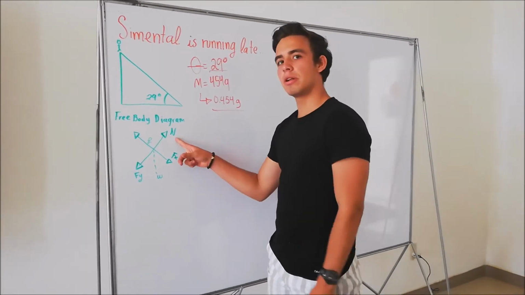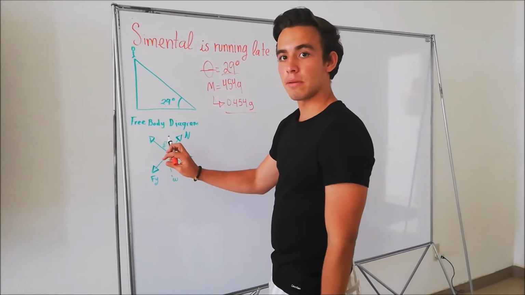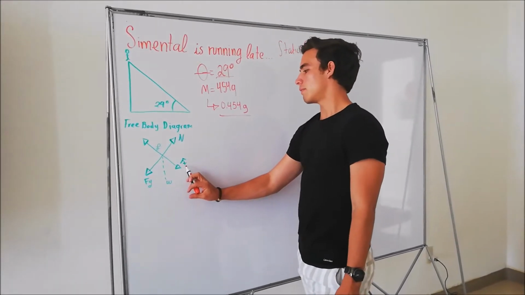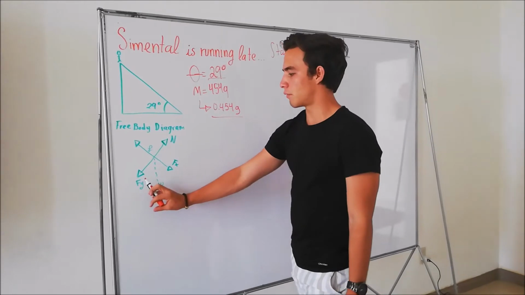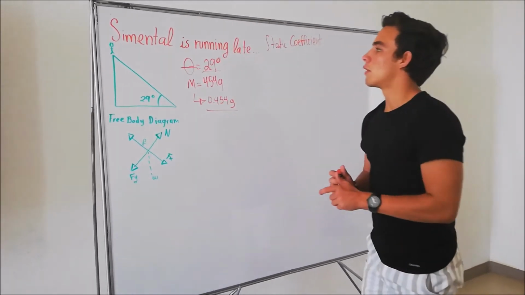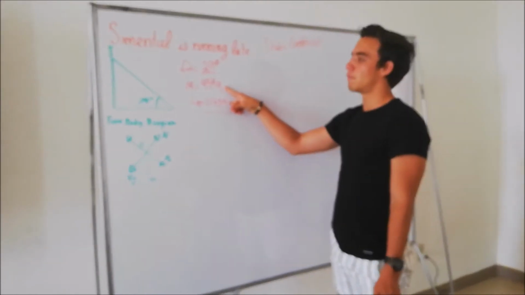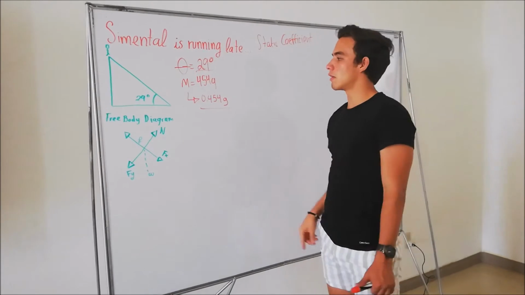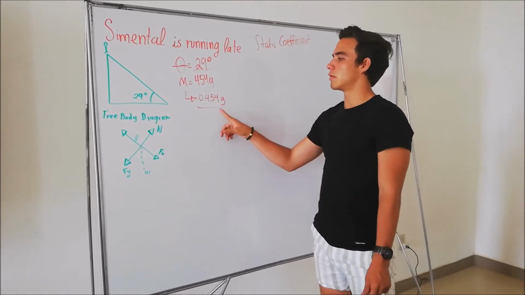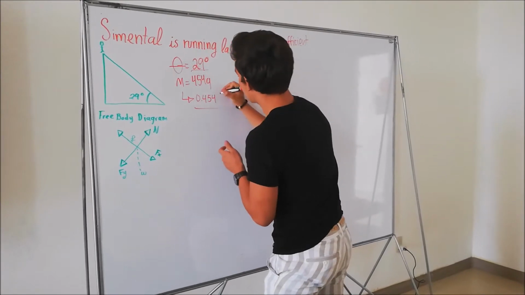Now we have the free body diagram. Here we have the normal. This way we have the friction, that it's against the movement. Here we have the force in X, the force in Y. Here we have the weight. We have the angle of 29 degrees, the mass of 454 grams. Then we have to convert this to kilograms.